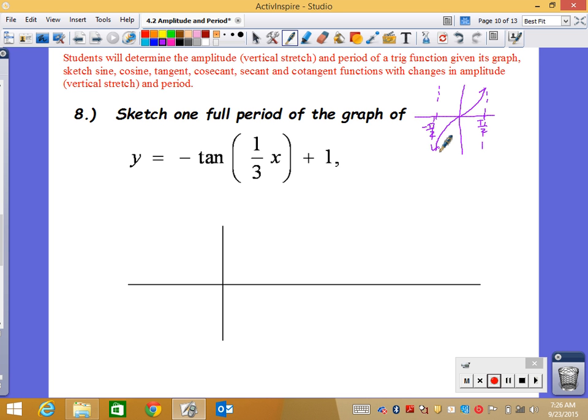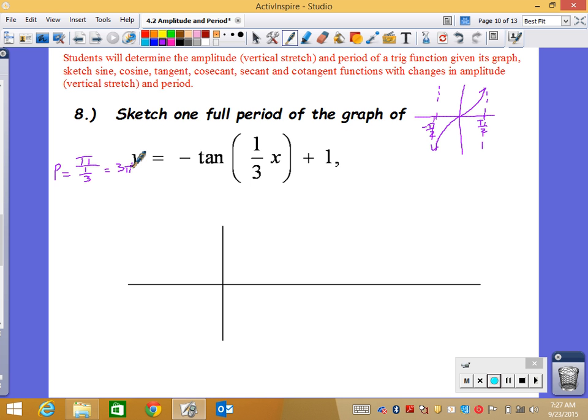So let's start by drawing out what my new period is going to be. Remember, my original period for tangent is pi. It straddles the x-axis, and half the period's on the positive and half the period's on the negative. So to find the new period, instead of 2 pi now, my original period was pi. So I have to take pi divided by my b value, 1/3. So that becomes 3 pi.